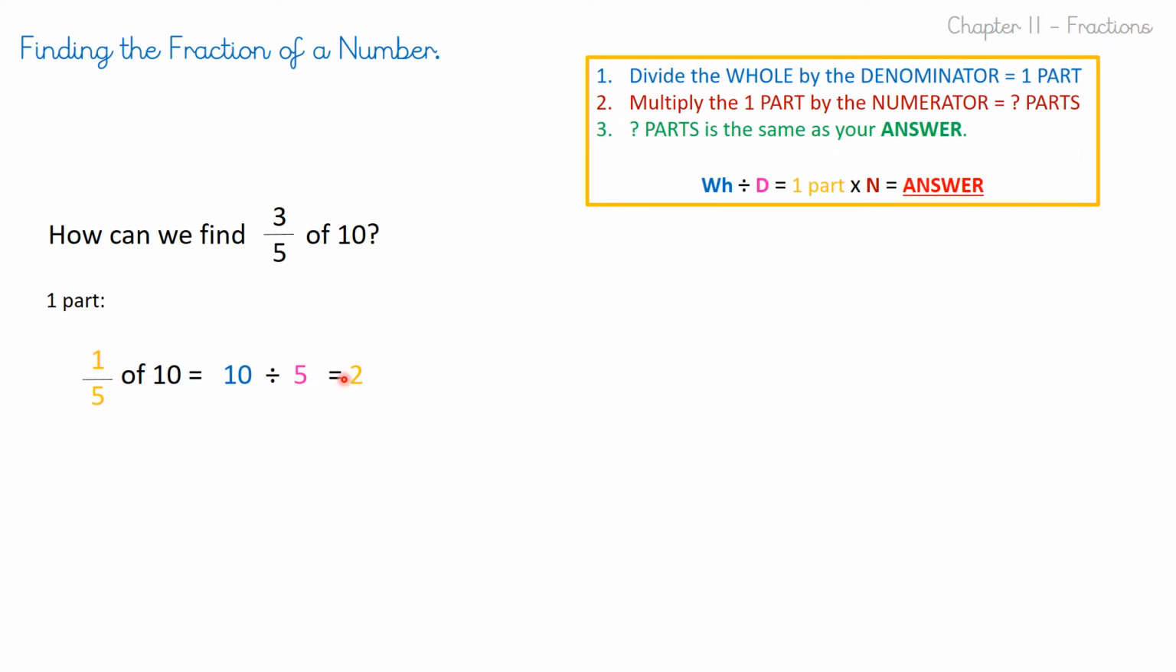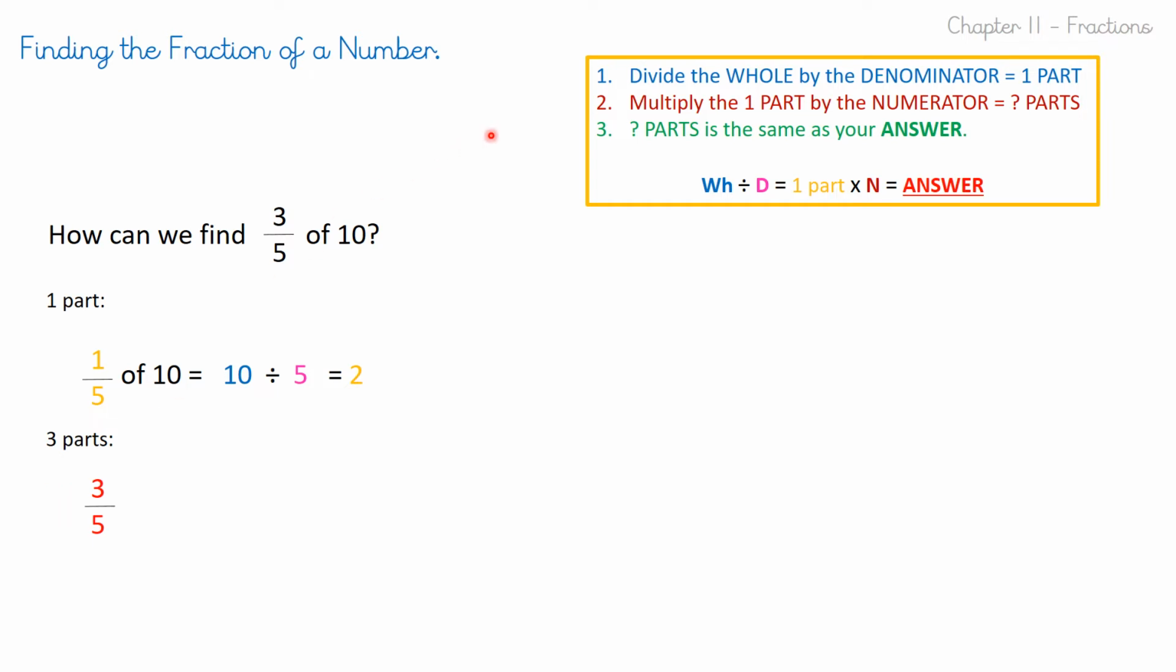Now, do we want to find out what 1/5 is? No. We really want to know what 3/5 are. Yes, we need to find out what 1/5 is, but we have not finished yet. We need to move into step 2. We need to find x parts. If we look at the numerator of our fraction, we need to know what 3 parts out of 5 are. We need to know what 3/5 are.